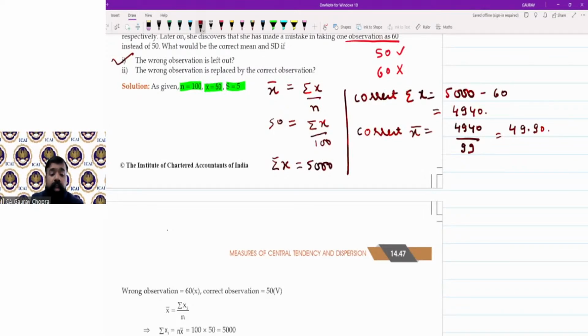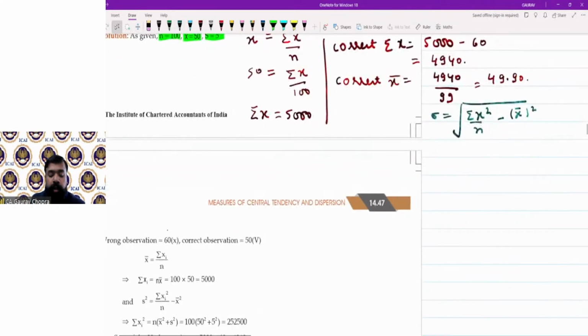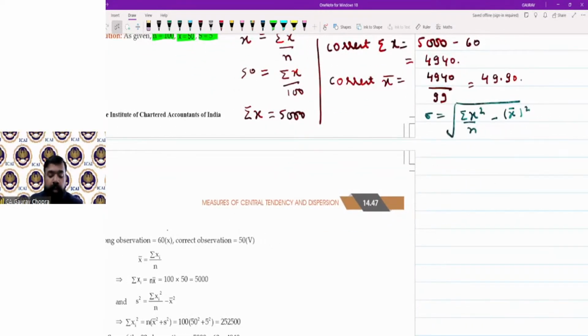Now we have to find the correct standard deviation. So the formula for standard deviation is root of sigma x square upon n minus x bar whole square. But actually we don't know sigma x square, so we have to calculate sigma x square also here. So let's write the old figure first. Why are we writing the old figures? In order to calculate sigma x square.